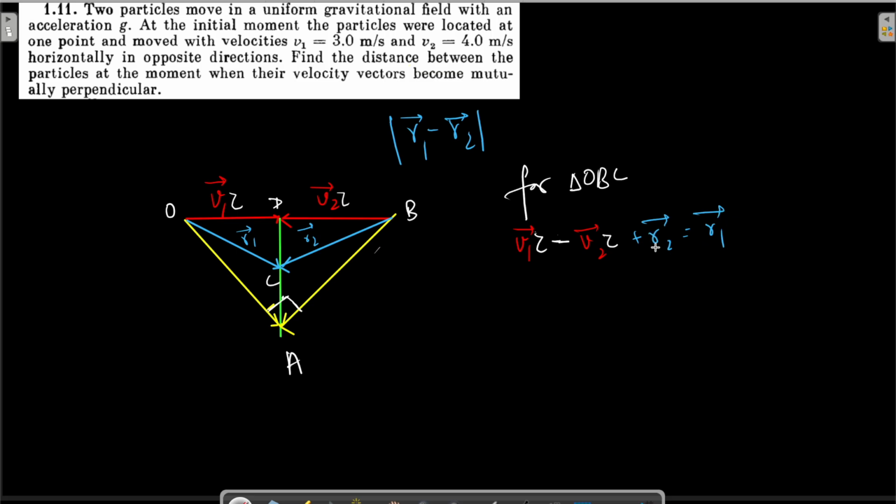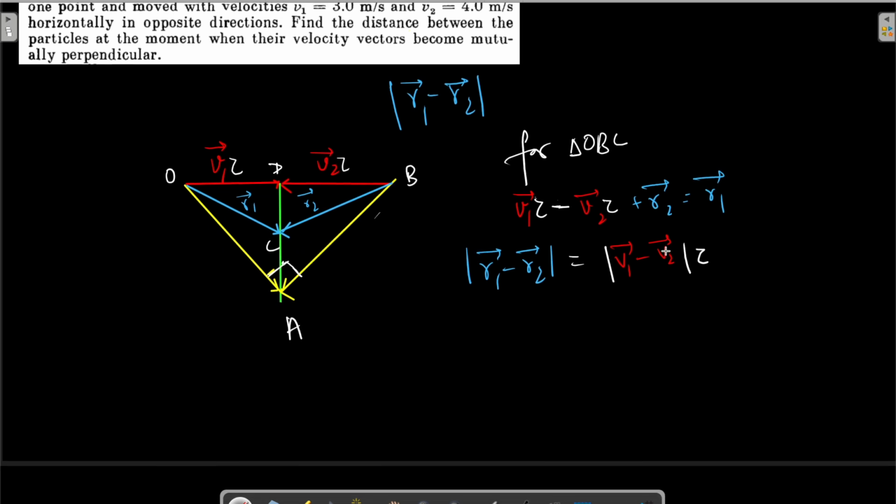Now take r2 to this side. We'll get r1 vector minus r2 vector mod as v1 vector minus v2 vector. Okay, now we should find tau. How will we find it? So I'll tell you a geometry thing.